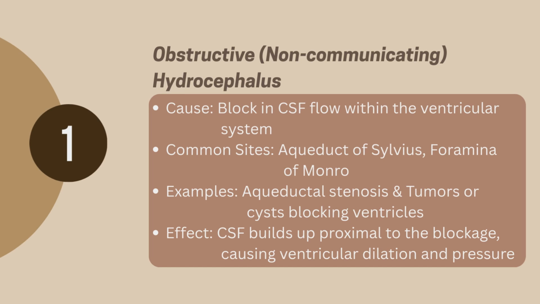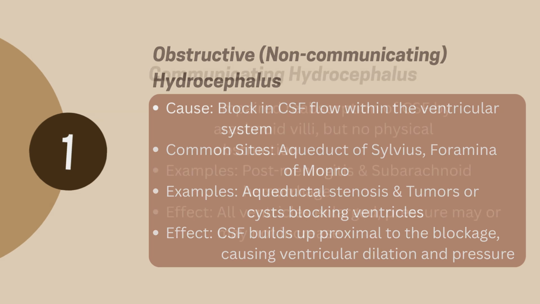First, the obstructive or non-communicating hydrocephalus, which is caused by a blockage in the CSF flow within the ventricular system. It usually happens in the aqueduct of Sylvius and foramina of Monro. Examples of obstructive hydrocephalus are aqueductal stenosis, and tumors or cysts that block the ventricles.